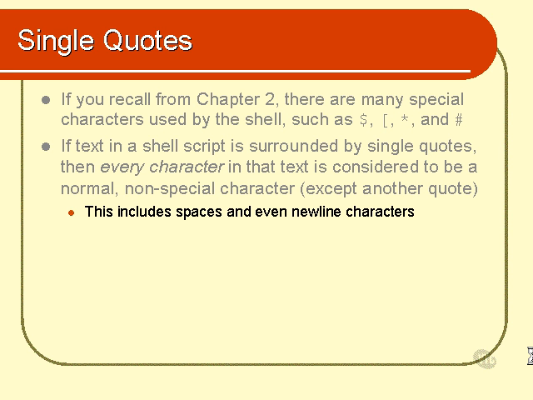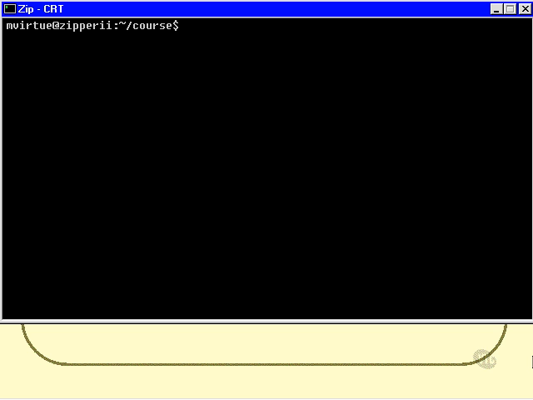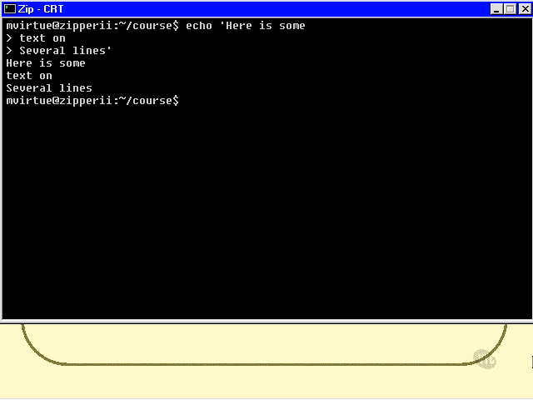I think I should probably show you an example of what I'm talking about. I'll just do that quickly. So here's the example, echo and then single quote, here is some, and then I'll press enter. And now look, I get a little angle bracket, which is sort of a second prompt. It's not my original prompt, but it is a prompt of some description. And I'll type in text on several lines. And let's see what we get. We actually get it echoed out on 3 separate lines. So that is indeed possible to do.